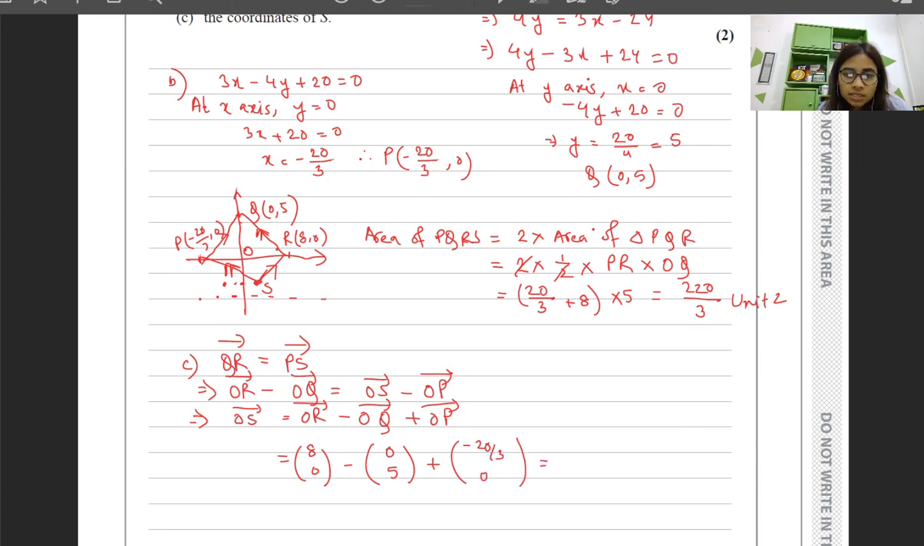So that gives us (4 over 3, minus 5). So this OS is basically the position vector. We can say that the position vector is basically the coordinate. Therefore S is equal to (4 over 3, minus 5).